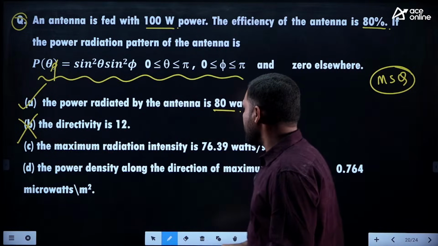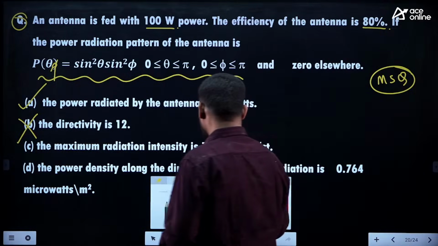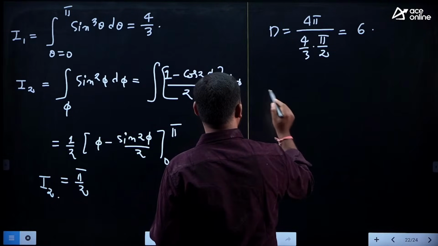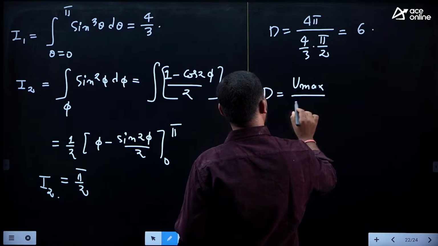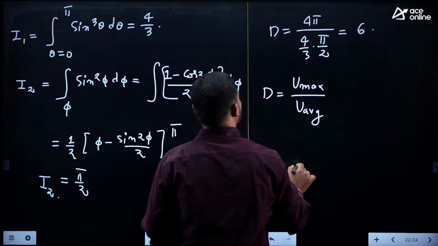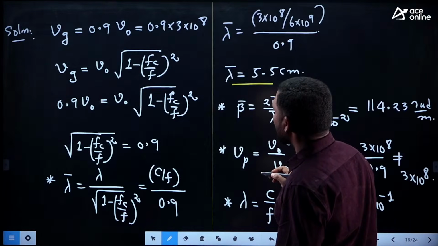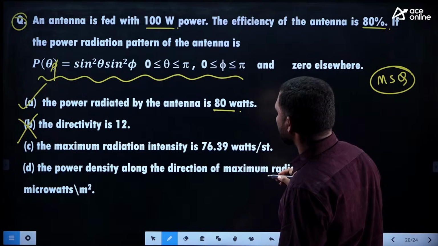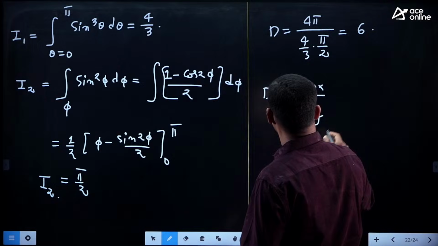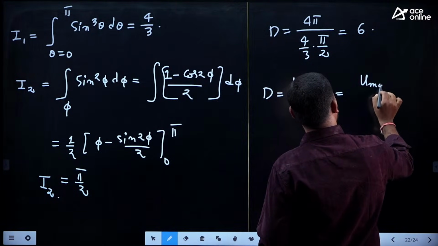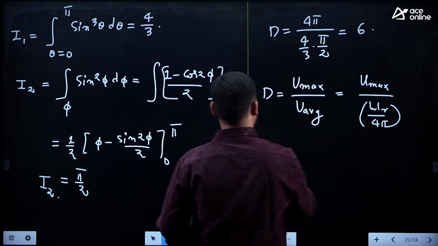The maximum radiation intensity is 76.39 watts per steradian. What is the maximum radiation intensity? From the directivity you will get it. So it is U max divided by U average. Yes. So what is the U average? Did you get the U average from the first part of the question? So you can find out the U average. What is the U average, guys? It is power radiated divided by 4 pi. So from here you can find out the U max.